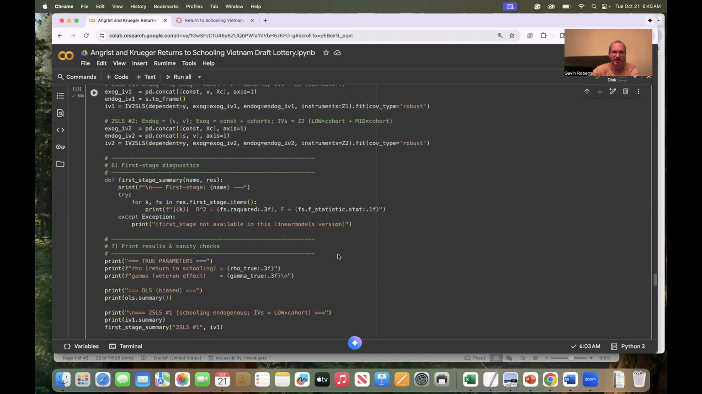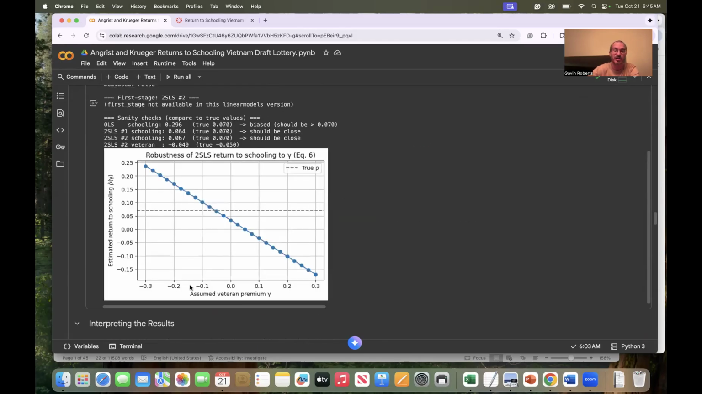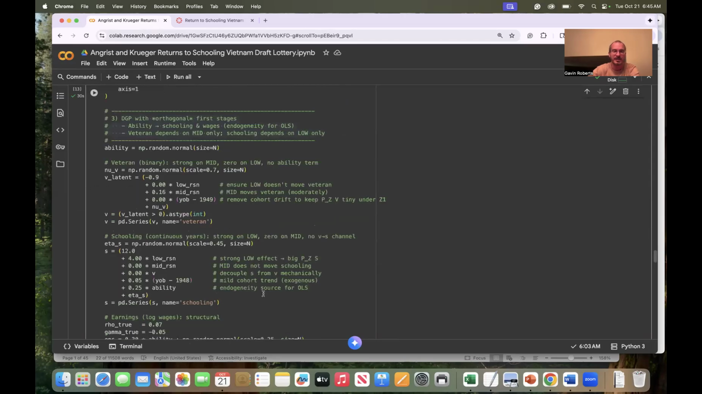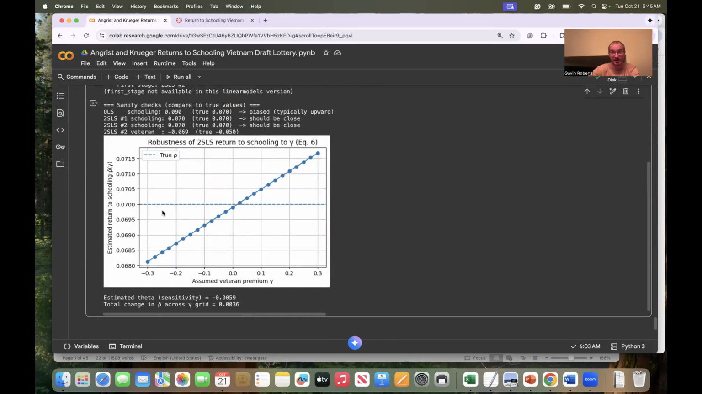Up here, bad things would have happened because there's a strong relationship between our assumed veteran premium and the estimates we're getting for schooling. Here, things look less problematic because there's a weak relationship between the assumed veteran premium, what happens to earnings from veteran status, and our returns to schooling, making us more confident in our identification of the returns to schooling.